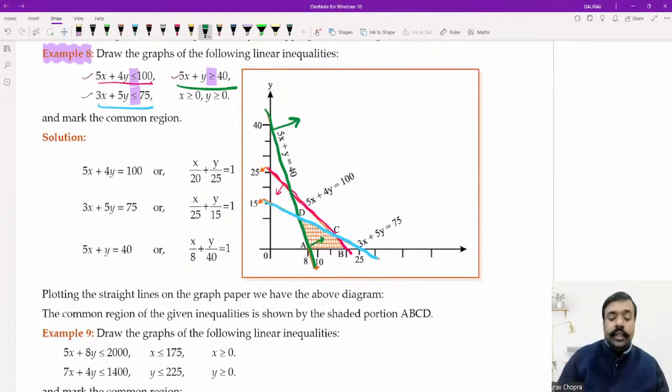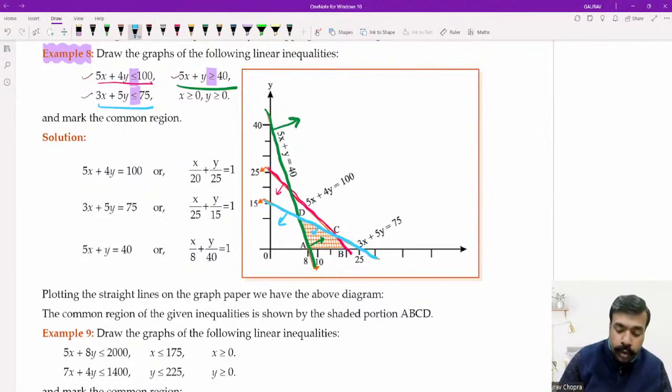And the blue one, it is less than or equal to 75. That means inside. The blue will be having inside. Now, from all these three, we can see the common portion. That means which is inside red, inside blue, but outside green.